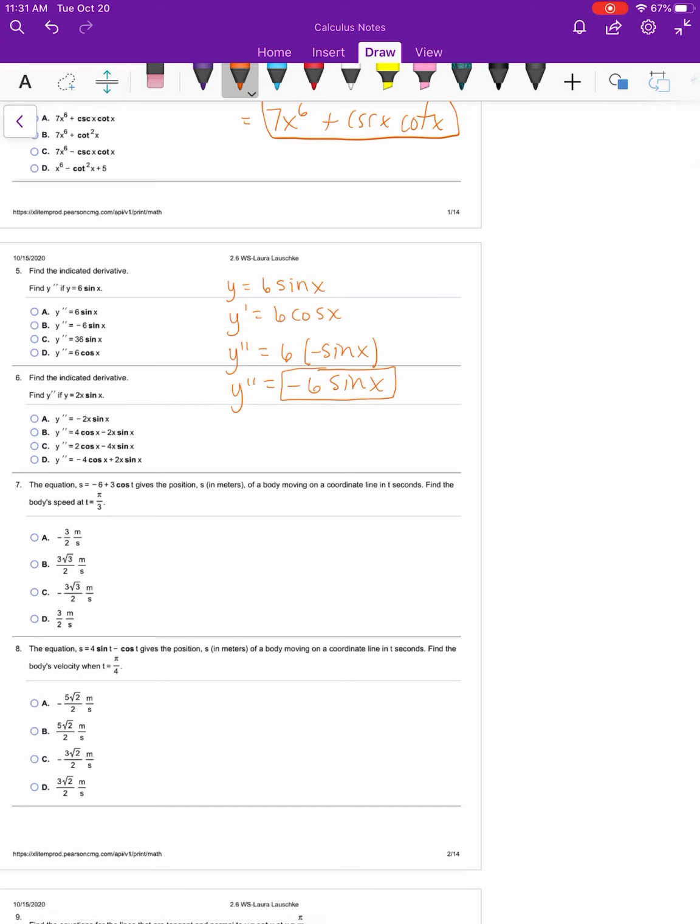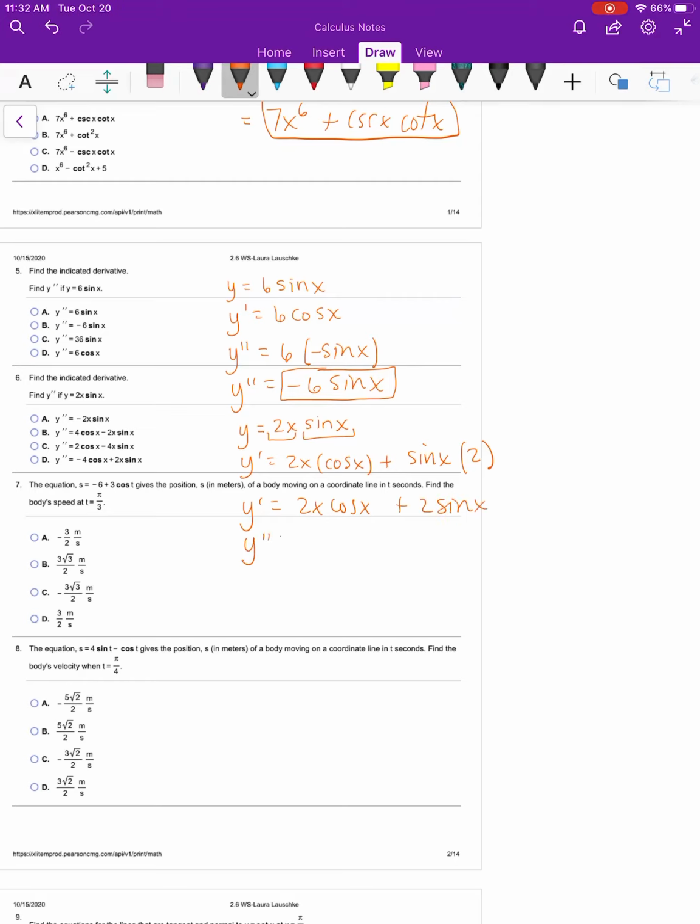And then number 6, find the indicated derivative. Again, they want a second derivative. This time, they've given us a function times a function. So we have to use the product rule on this one, okay? So our first derivative is going to be first times the derivative of the second plus second times the derivative of the first. Okay, so our first derivative is 2x cosine x plus 2 sine x.